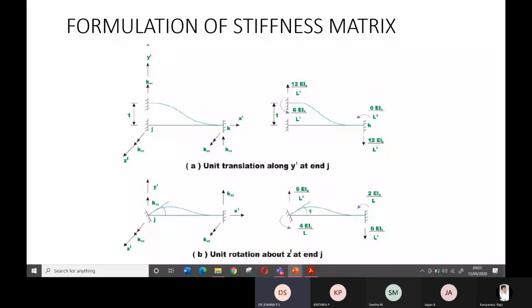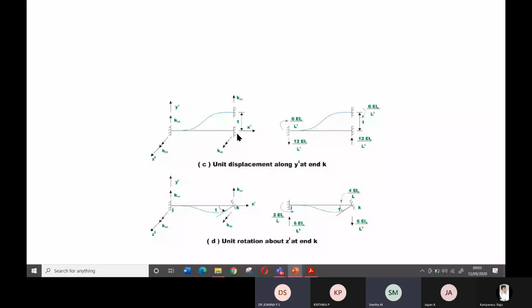Now I'll move on to the other end. I'm giving a unit displacement at the right end and a unit rotation at the right end. In the previous diagram I gave a unit displacement at the left and a unit rotation at the left. Here I'm giving a unit displacement and unit rotation at the right end. What will happen to the forces? Just copy this also.